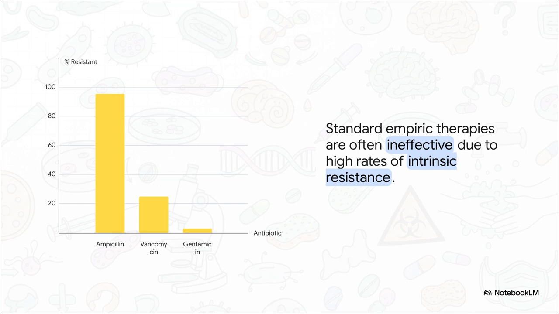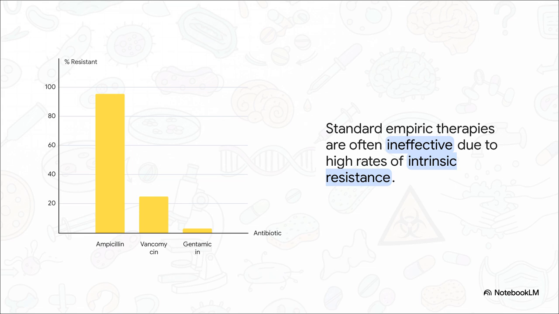Ampicillin resistance is nearly universal, sitting at over 95%, so your standard beta-lactams are off the table. And vancomycin, our usual go-to for gram-positives, shows resistance in a solid 20 to 30% of cases. It's just not a reliable bet. The bottom line is you absolutely have to perform susceptibility testing on every single clinically significant isolate.